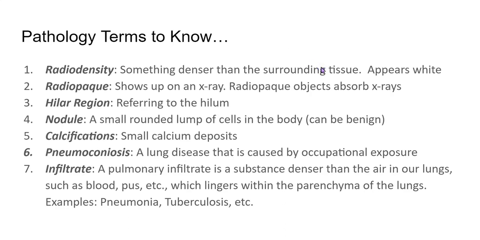Okay, there are a couple new terms that I want you to be familiar with. A radiodensity, so that is something denser than the surrounding tissue. And on an x-ray, it's going to appear white. Well, guess what? If you have a tumor in your lung, usually that appears as a radiodensity. So it is white and it is denser than the tissue around it. So it absorbs or attenuates more of our x-ray beam.